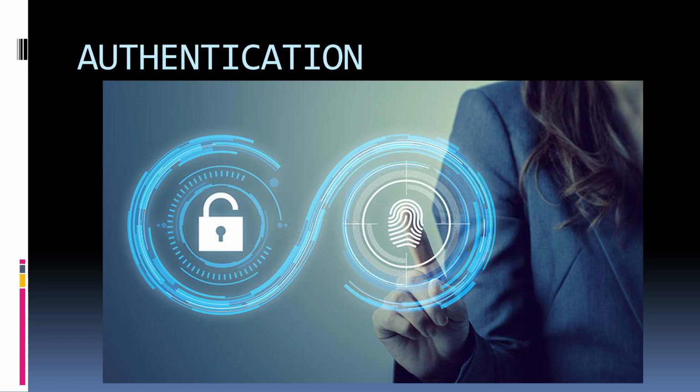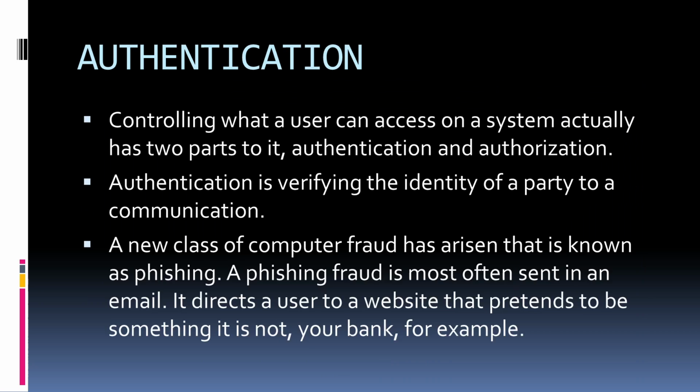Authentication. Controlling what a user can access on a system actually has two parts to it: authentication and authorization. Authentication is verifying the identity of a party to a communication. A new class of computer fraud has arisen that is known as phishing. A phishing fraud is most often sent in an email. It directs a user to a website that pretends to be something it is not. Your bank, for example.